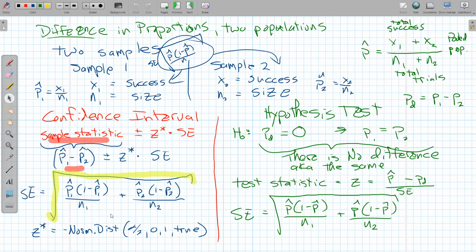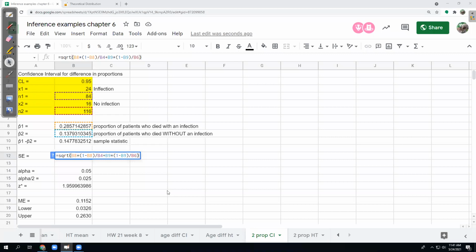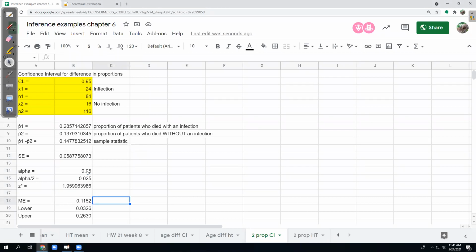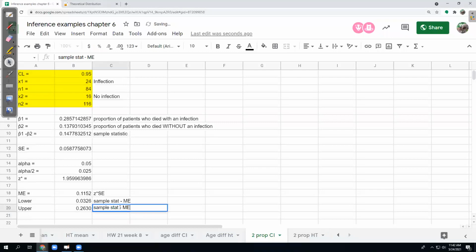And this formula right here. Ah, that one right there. And then after that, we just find our alpha and alpha over 2 to get the magic z-score. Margin of error, remember, is the z-score times the standard error. And then we just add and subtract that to the sample statistic. So this one down here is the sample stat minus the margin of error. This one is the sample stat plus the margin of error.